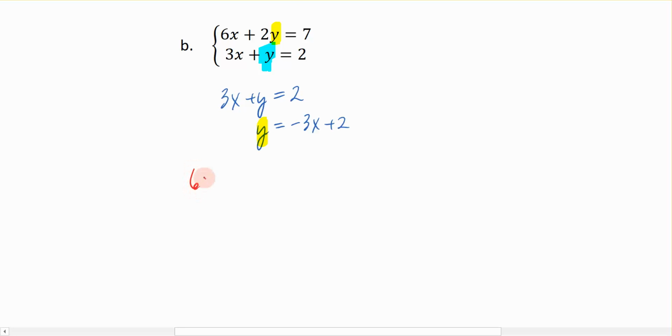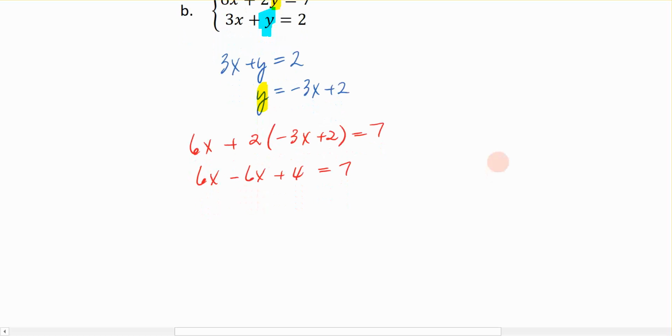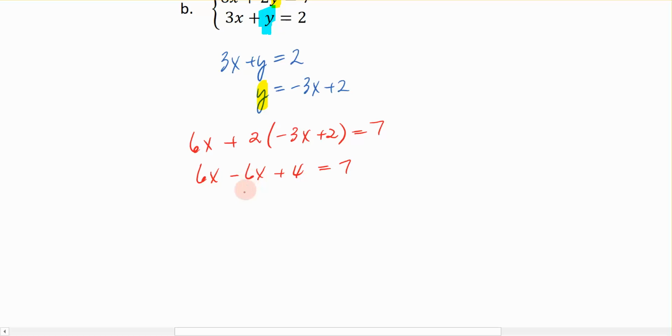So this looks like 6x plus 2 times negative 3x plus 2 equals 7, giving me an equation in one variable that I know how to solve. So we're going to distribute to get rid of the parentheses. I get 6x minus 6x plus 4 equals 7. I'm going to gather my like terms on the left hand side, and 6x minus 6x leaves me 0, but I still have 4 is equal to 7.